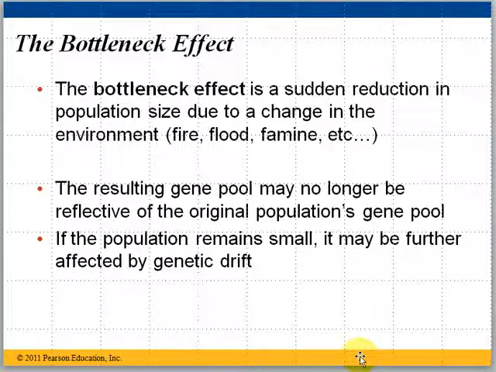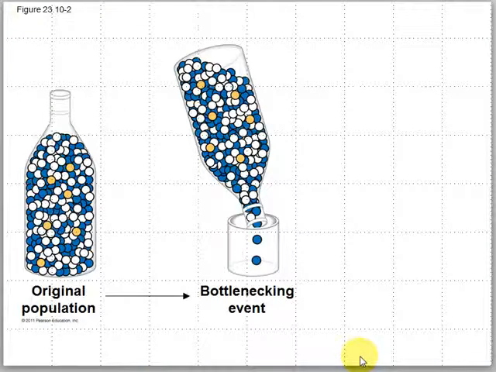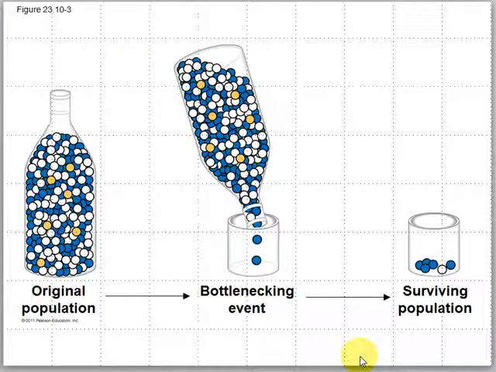So here's a kind of an example using a bottle of colored marbles. So this is the original population. You see primarily some blue and then a little bit lesser white and a few yellow. And let's say there's some sort of bottlenecking event that very much reduces the population. Well, what you end up with is a surviving population that may not look similar to the original population. Here you don't have any yellow marbles at all, and the ratio of blue to white looks different than it did over here. So this is a good example of genetic drift caused by some sort of catastrophic event that leaves behind a smaller population than what you began with.